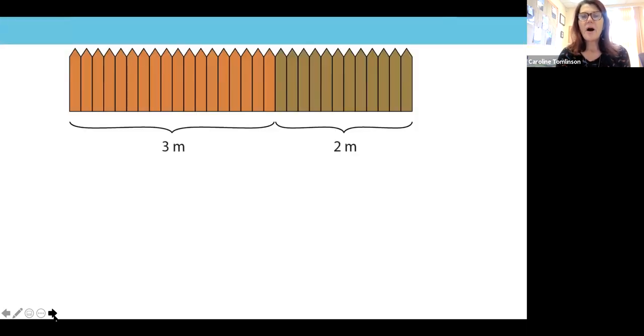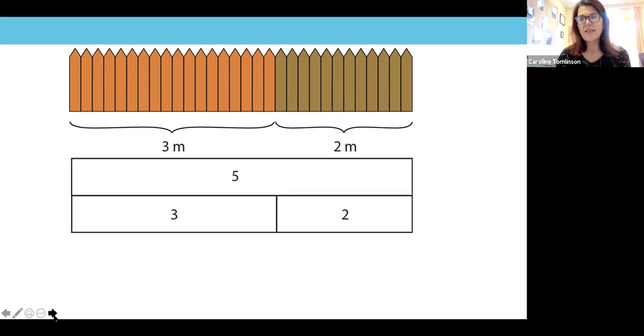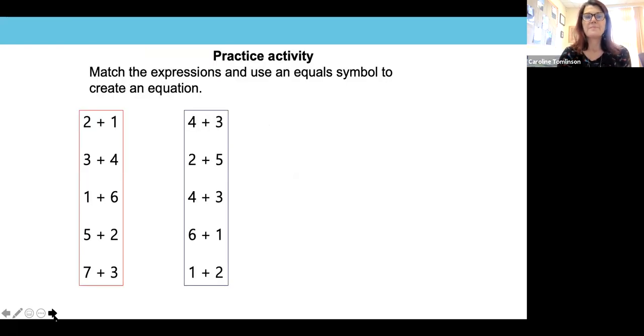Here you can see the part whole model, and you can see almost the beginnings of our bar model. It's part of our fence. 3 metres of the fence, 1 part is a light oak and 2 metres is dark oak, and we can show this with a bar model. 3 and 2 represent 2 parts and the whole is 5. 3 and 2 equals 5.